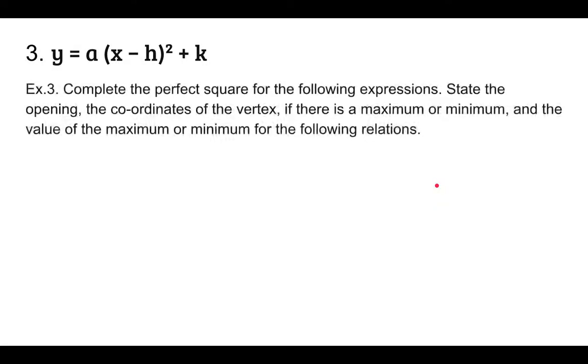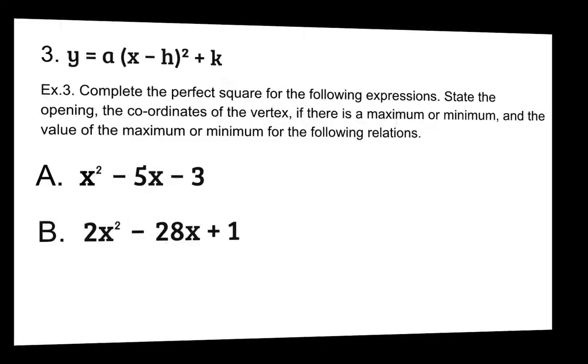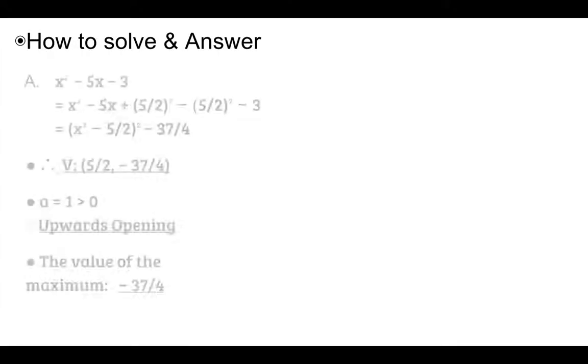So, example 3. Complete the perfect square for the following expressions. State the opening, the coordinates of the vertex, whether there is a minimum or maximum, and the value of the maximum or minimum for the following relations. Please solve the two equations. So how to do that?